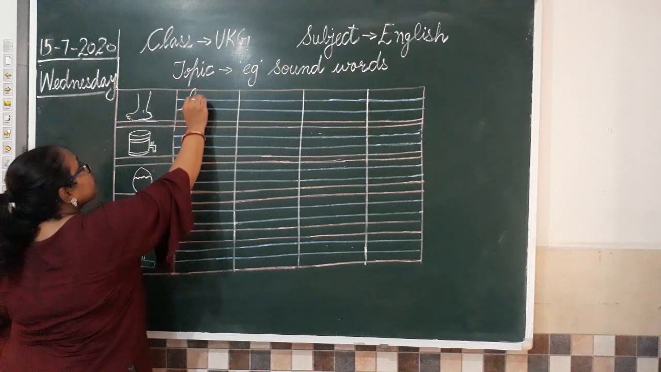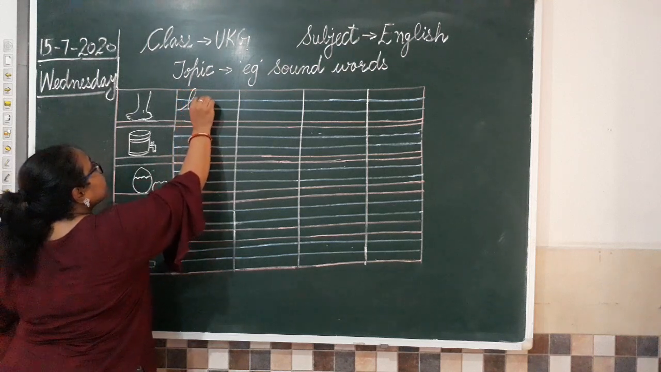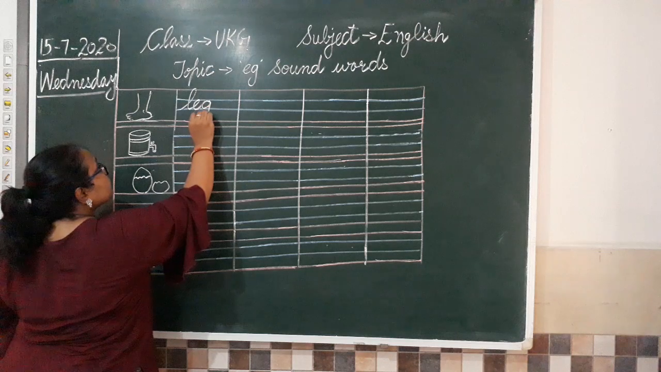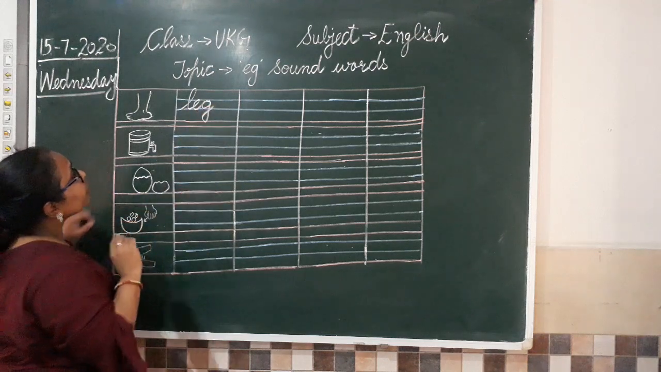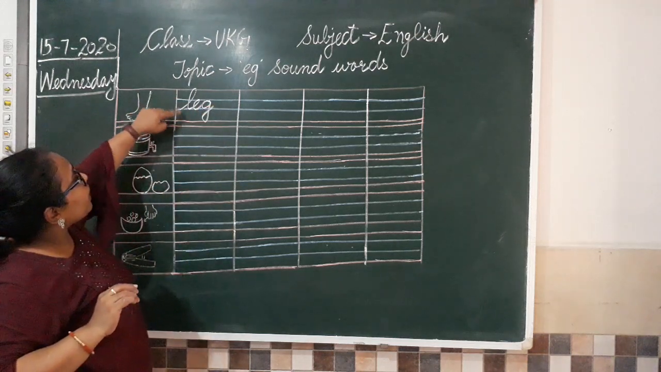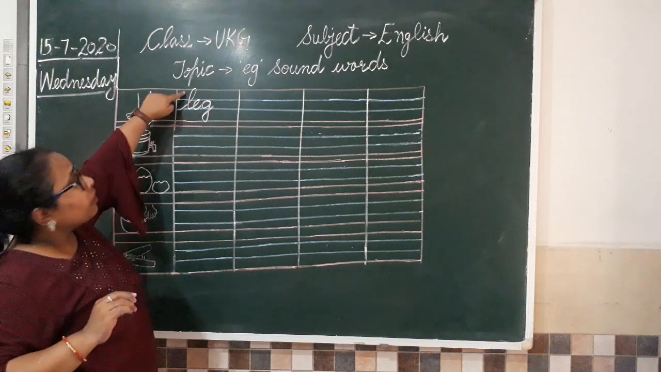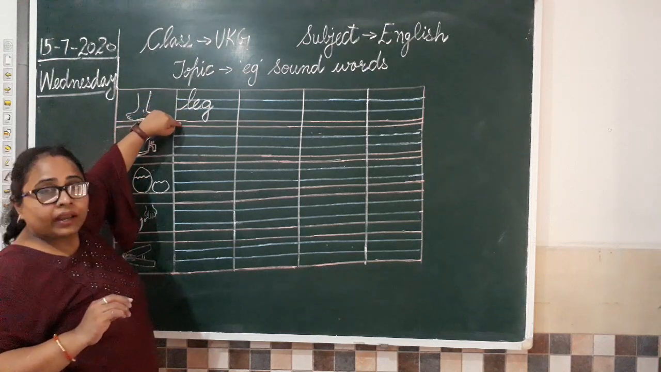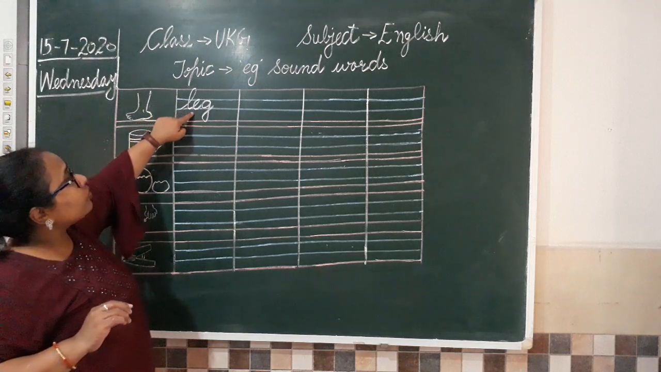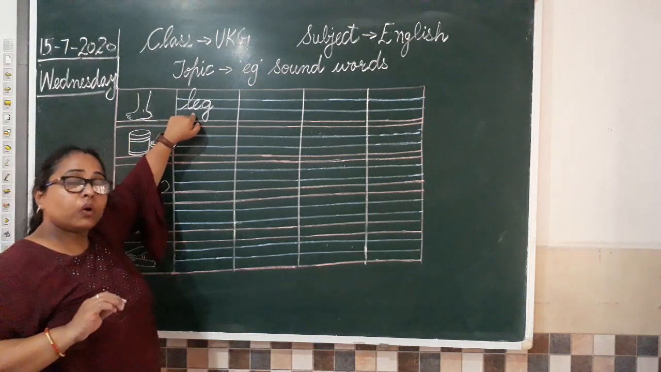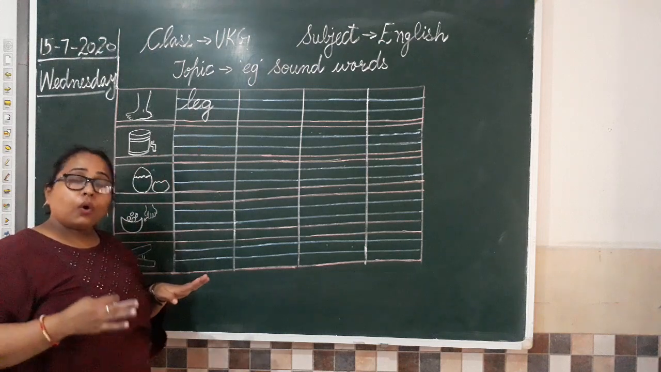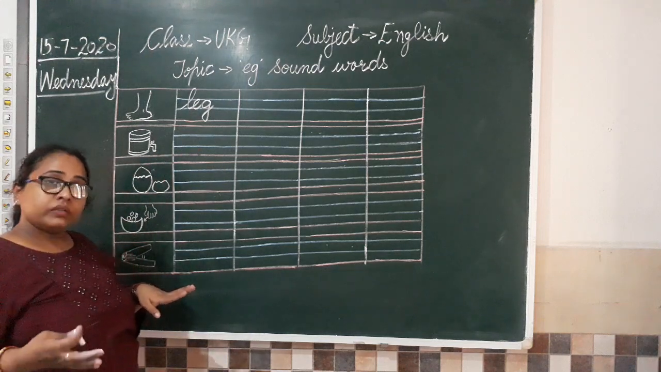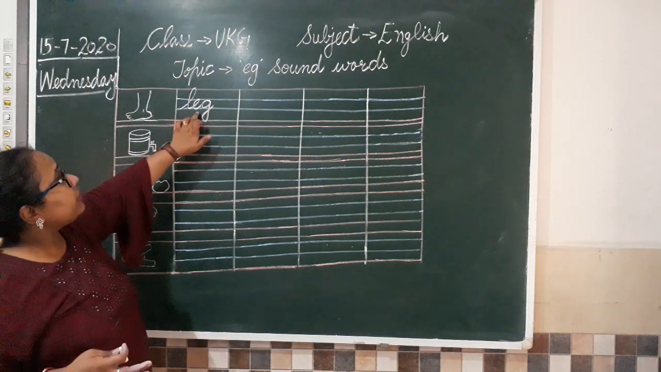L. Egg. Leg. See, I have written in the four lines, proper four line format. Red line, then two blue lines and one red line. So you have to follow this format when you are doing your work in book or in notebook. So is it clear? Leg.